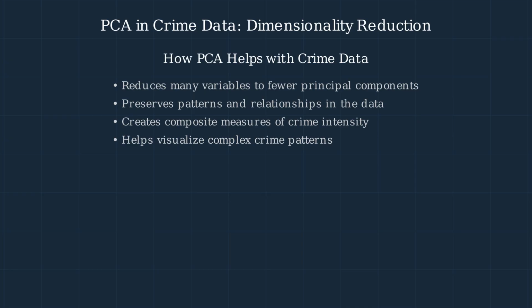PCA reduces many crime variables to a smaller set of principal components while preserving the important patterns in the data. This creates composite measures of crime intensity and helps visualize complex patterns.